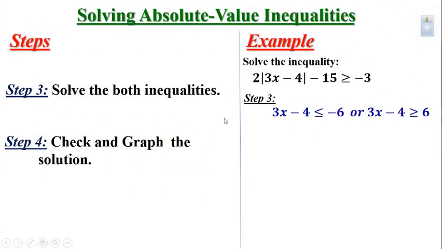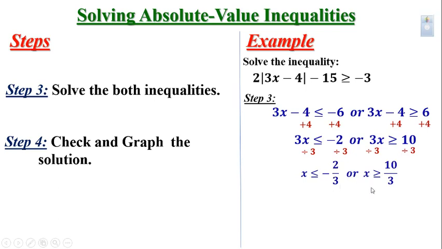So now that we have that inside the absolute value is either less than or equal to -6 or greater than or equal to +6, we can now solve each inequality. We're going to add 4 to both sides in both inequalities and divide both sides by 3. And then we have two possible regions here. We have x is either to the left of -2/3, that means less than or equal to -2/3, or to the right of 10/3, starting from 10/3 to the right.